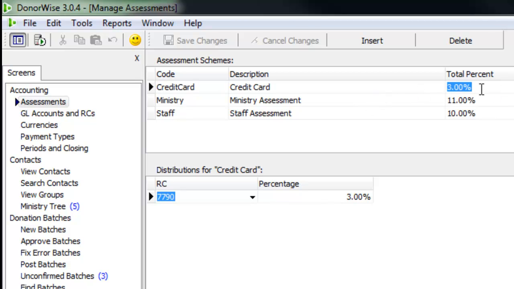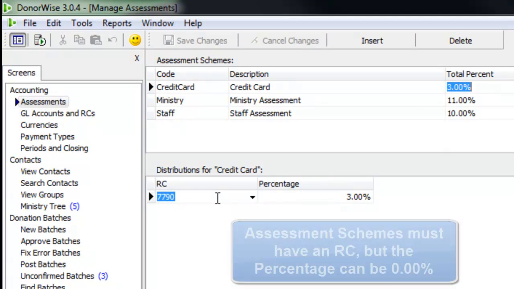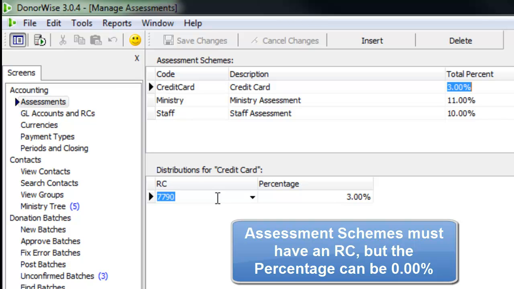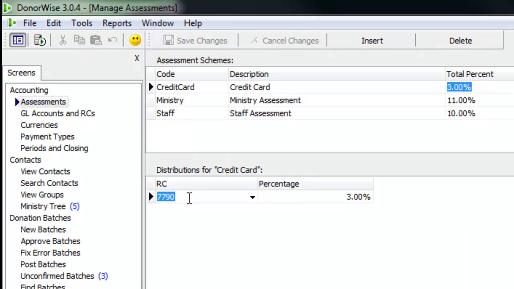Now, each of these assessment schemes, the percentage is defined down here in the lower section, which is the distribution for the particular assessment scheme. Notice this is distributions for credit card. And this is going to Responsibility Center 7790, which is the credit card fee fund. So all the assessments for credit cards are going to go specifically to this Responsibility Center, which is the same one that we use to pay those fees. The staff assessment and ministry assessment are a little different. They go directly to the operations fund, which is Responsibility Center 7700.